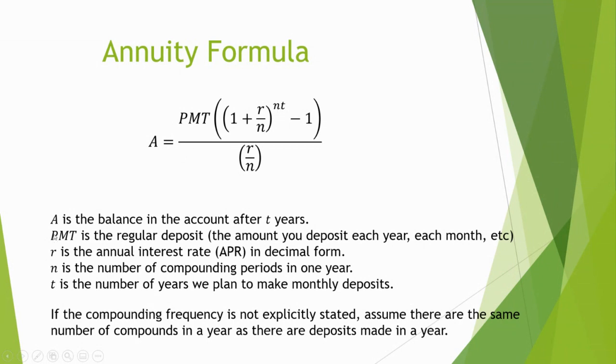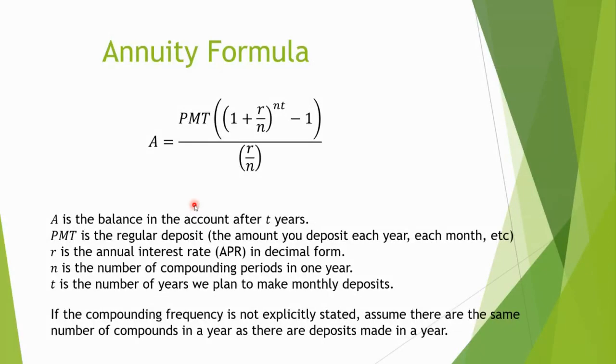Okay, and the notation I put here, A is basically the balance that we have after t years. PMT, I'm sure there's a good reason why it's denoted by PMT, but that's basically for us going to be the monthly deposit in this case. Later on, we'll consider other situations, and for each one, we'll get a formula. But for now, PMT just stands for the regular deposit. You know, how much you're putting in each month.